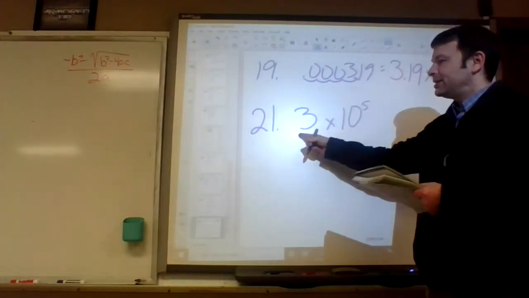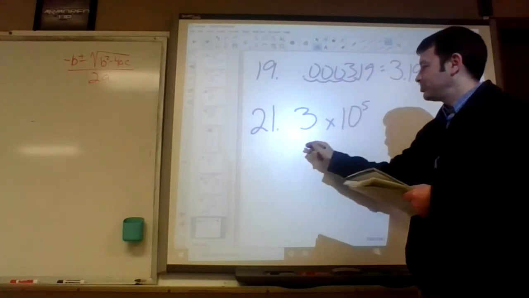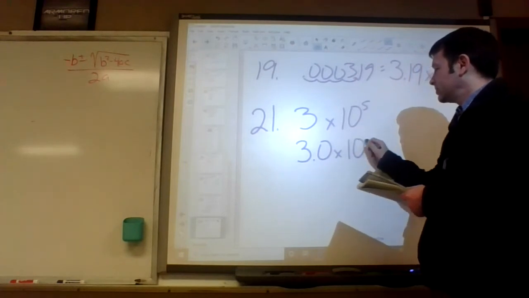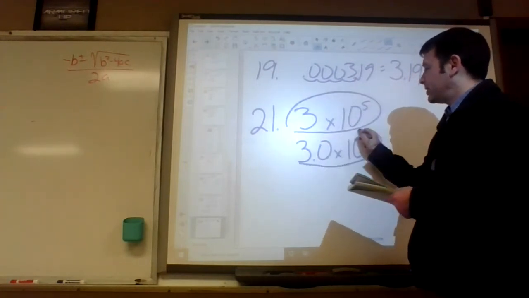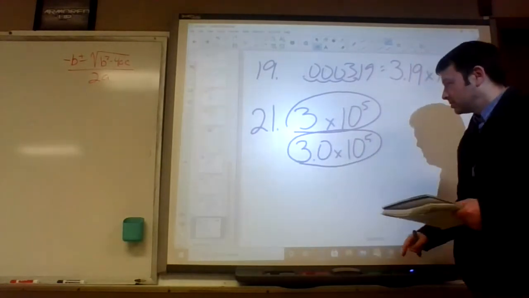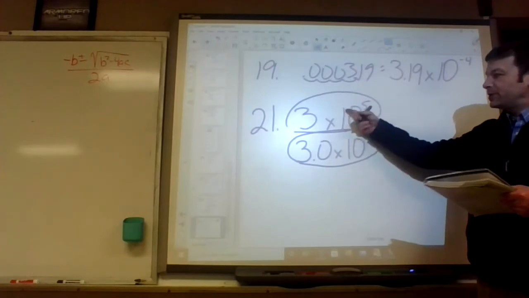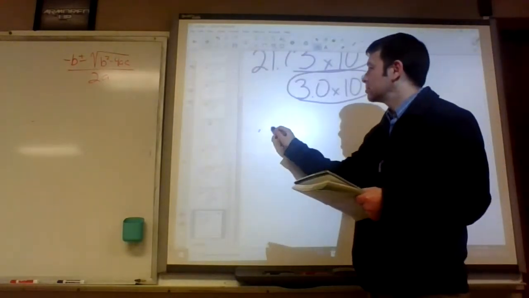Is this in scientific notation? Yes. The decimal is right after the 3. You don't have to write this. So this is acceptable. You could write it like that if you wanted to. You don't have to write both of these. These are the same thing.